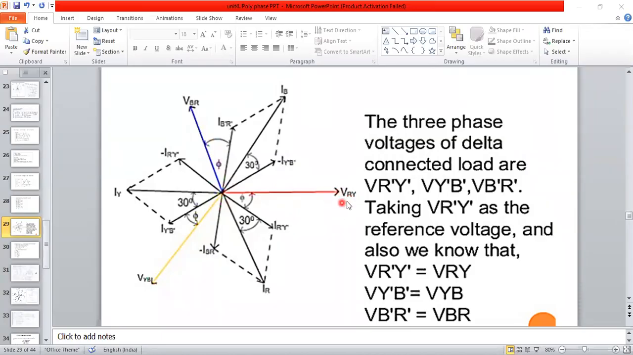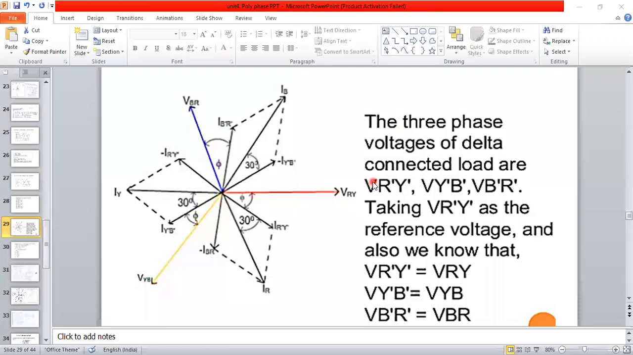I can consider VRY. Yes, sir. So this is VL equal to V phase, we can also write here now. So the circuit whatever we have discussed, I will consider the same, like an inductive circuit only.